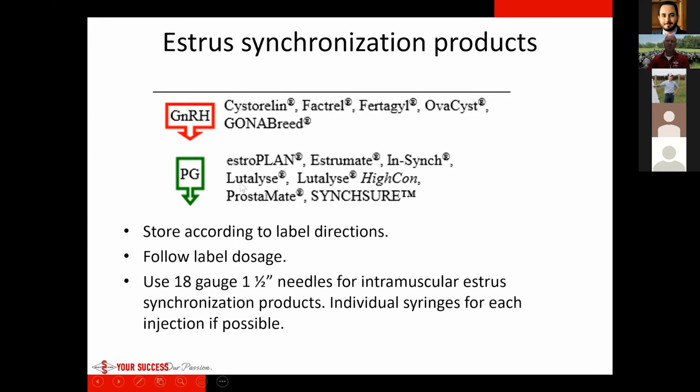One good example is, Lutalyse is a 5 ml dose, whereas Lutalyse high concentration is a 2 ml dose. Ensuring you're giving that correct dosage to those females with those synchronization protocols. And if you're giving that product as an intramuscular product, using the right gauge of needle, right length of needle to ensure that product is given within the muscle and stays within the muscle, that you're not letting that product leak out after the injection.